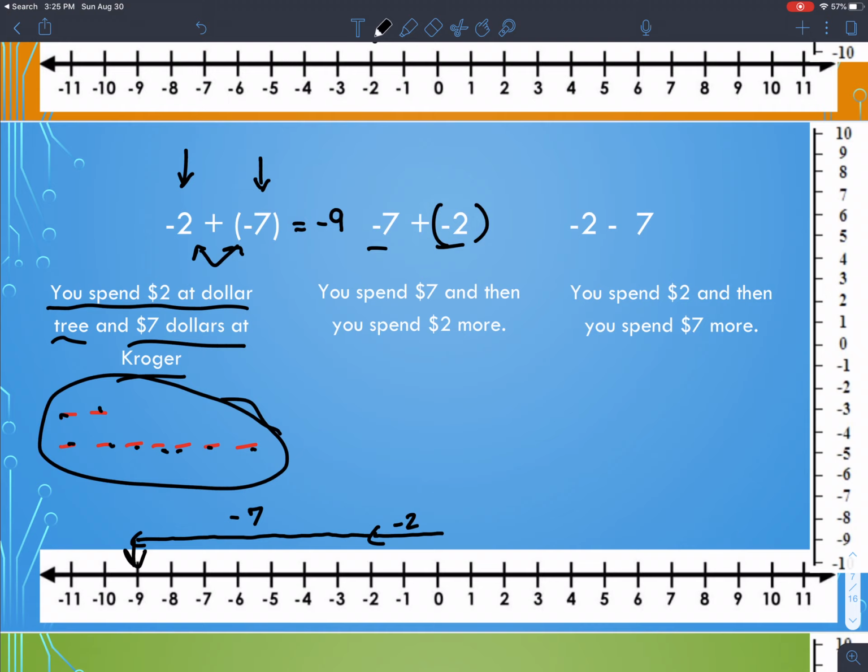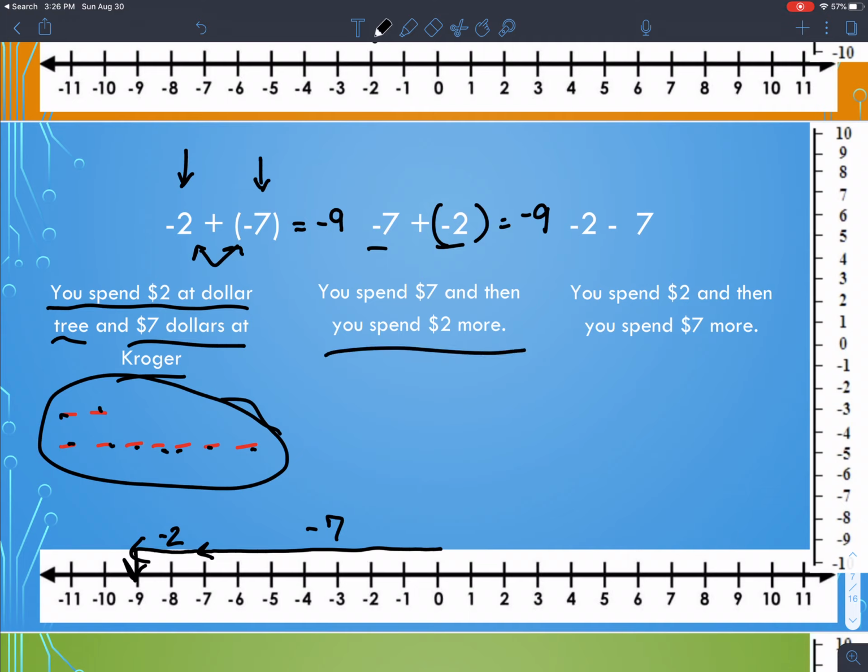This is another example of this. You could spend $7 at the store and then spend $2 more. So the only difference in our number line situation here is that first we're going to go down $7 and then we're going to go down 2 more. So we're going to go down 7 and then down 2, and that will again land us at -$9.